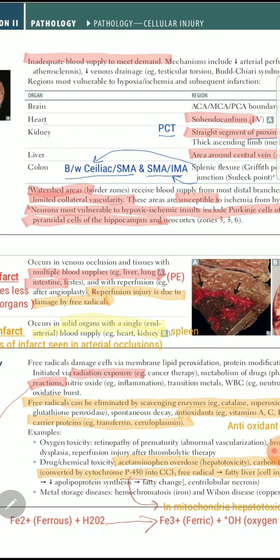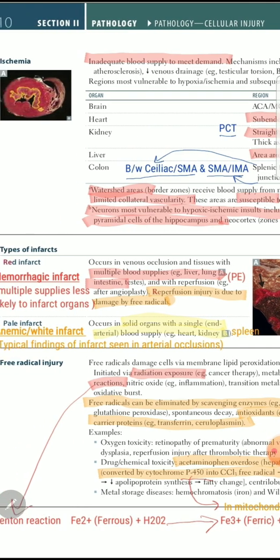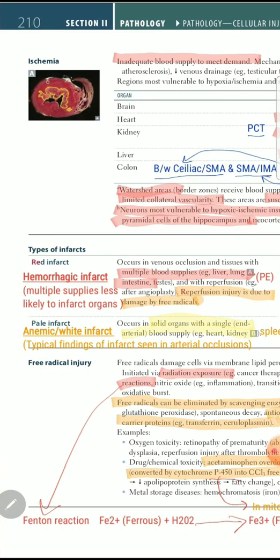So in the heart, the subendocardium is vulnerable because of the cardiac blood supply; the arteries are outside the heart. So subendocardium is inside the heart. The blood supplies are usually outside, and endocardium is inside, myocardium is in between, and epicardium is outside.